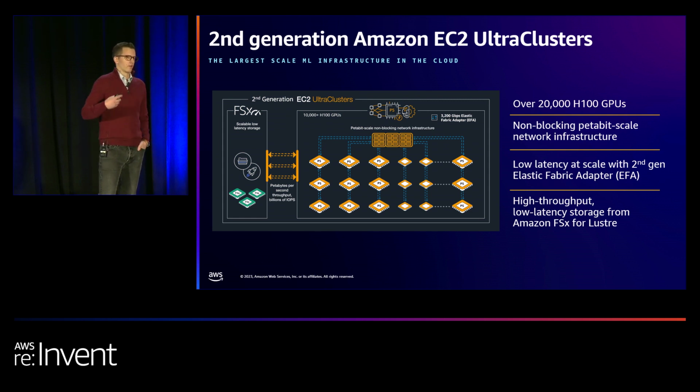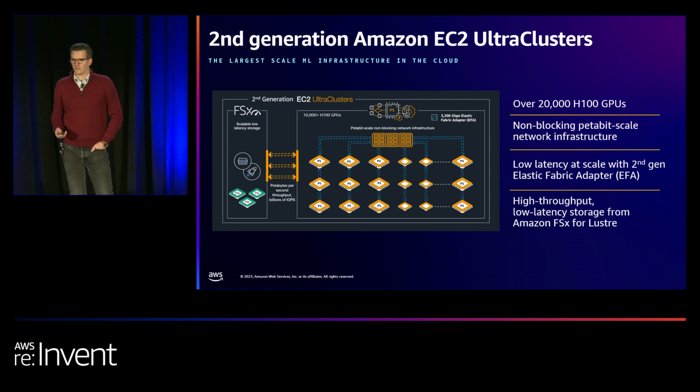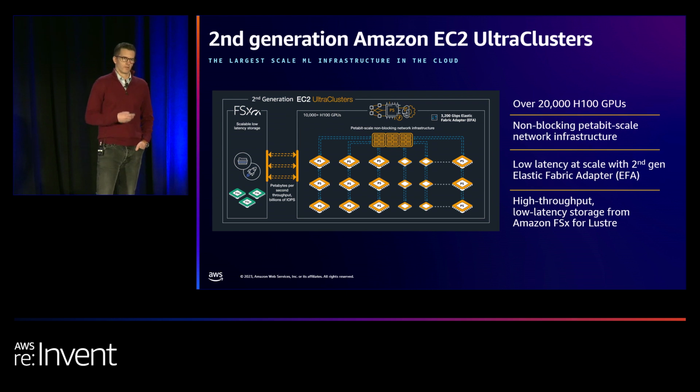And then also, your instances that are launched into an Ultra Cluster can access our high performance managed storage offering, FSx for Lustre, with really low latency and high throughput. That way, as you're running your training workloads, you can make sure that your instances remain saturated with data, and your storage doesn't become a bottleneck for training efficiency.